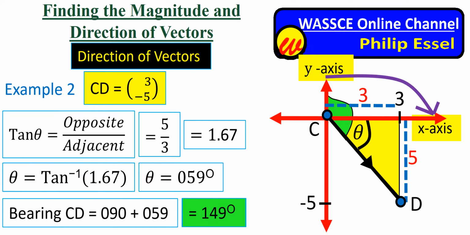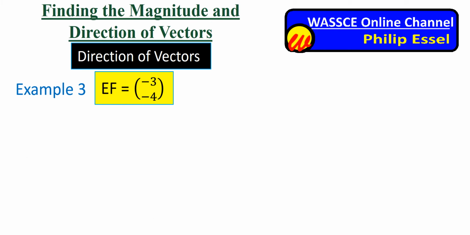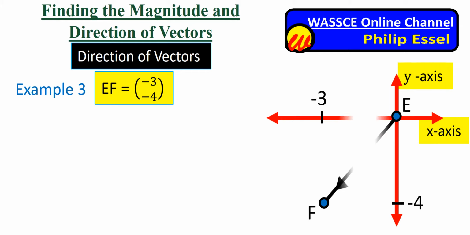Let's look at example 3. Example 3. In this example, we have been given the vector EF equals -3, -4. And we are to determine the direction of this vector. First, we would draw this vector. So that is the diagram we can draw to represent the vector EF.